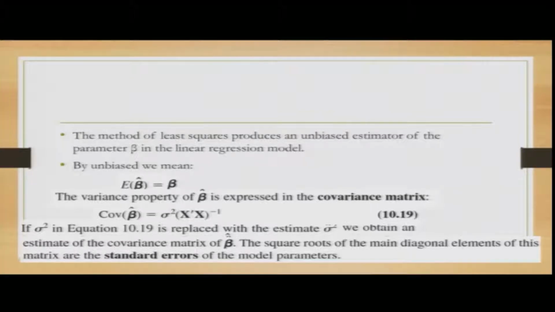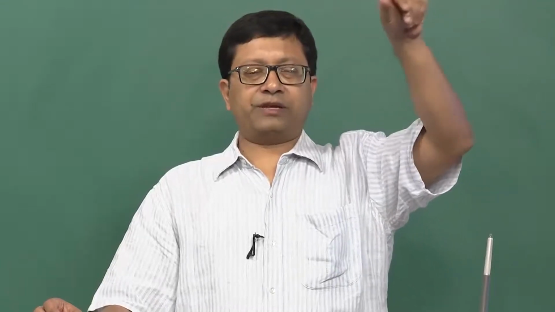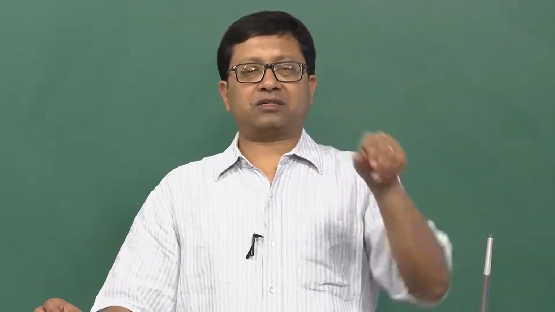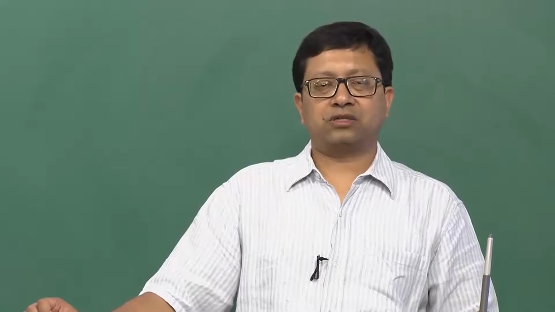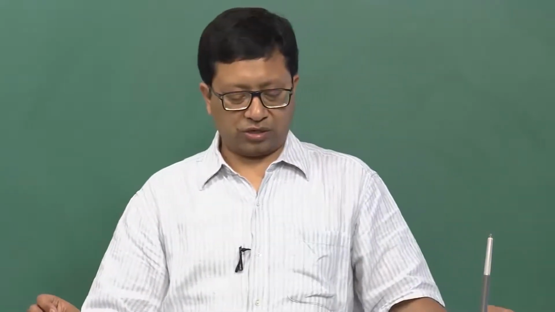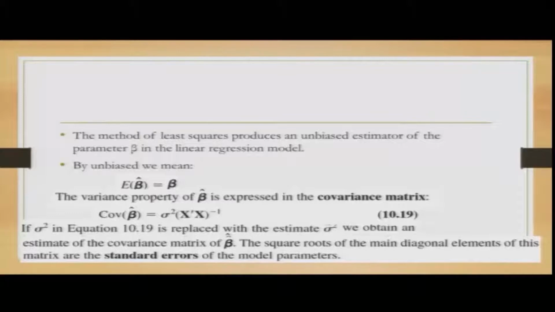Now, the variance property of beta is expressed as the covariance matrix. The betas in vector notation have the first term beta naught, beta 1, beta 2, till the last term beta k. Obviously, there would be covariances between them. If you want to find the covariances using simple matrix algebra, the covariance structure would be like this. You have sigma square, which you have already found out.